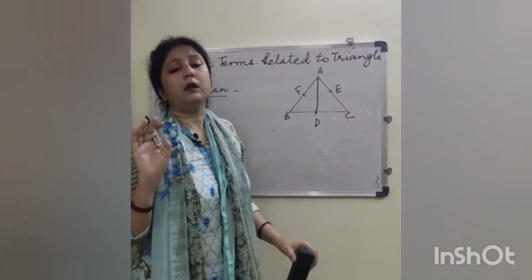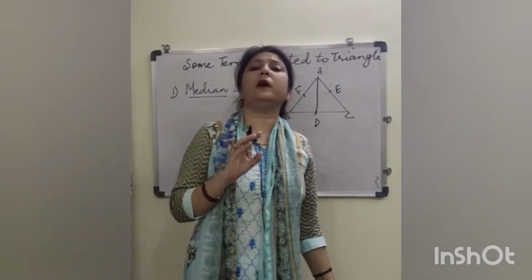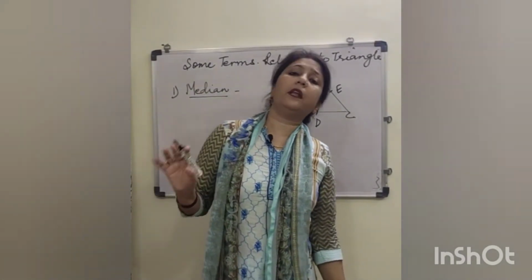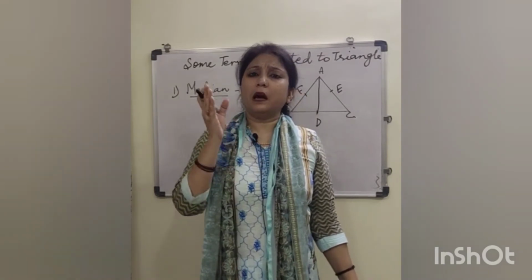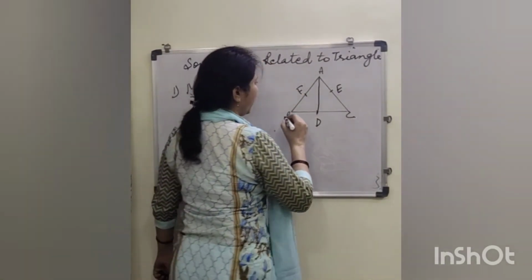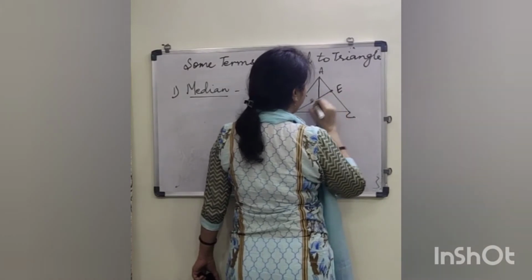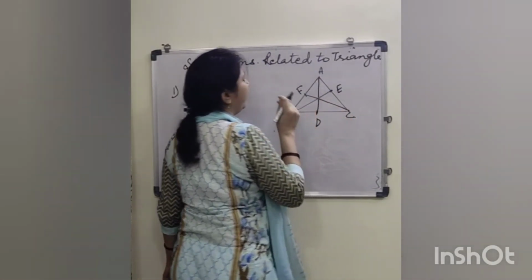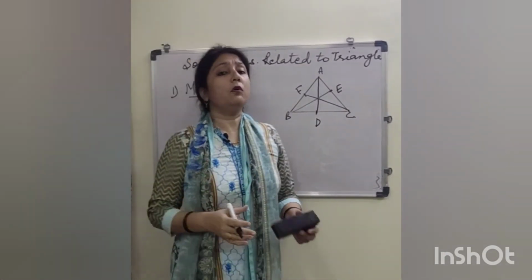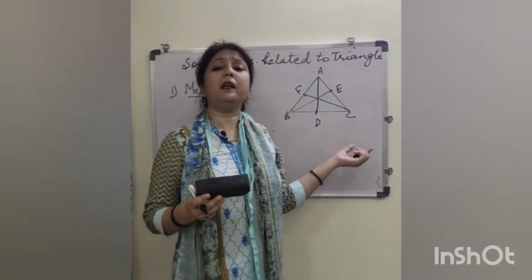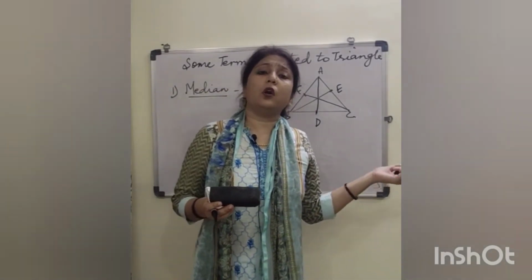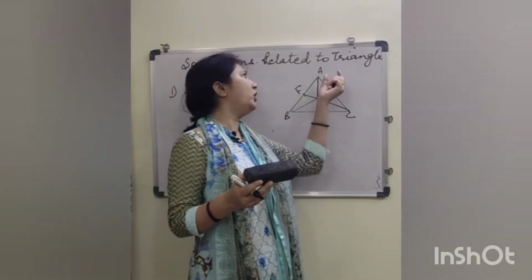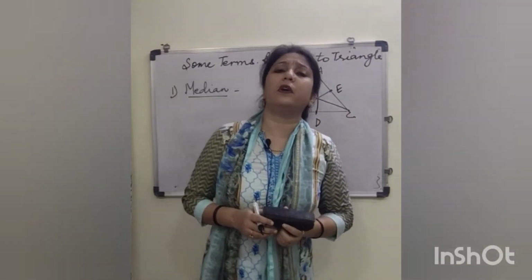It is not compulsory that every time when you are joining the midpoint you will get perpendicular. No, that is a different thing. It may be a tilted line. When you join B to E, that is another median, and when you join C to F, that is another median. So median is the line segment for a corresponding side which can be obtained by joining the midpoint of a side to its opposite vertex.